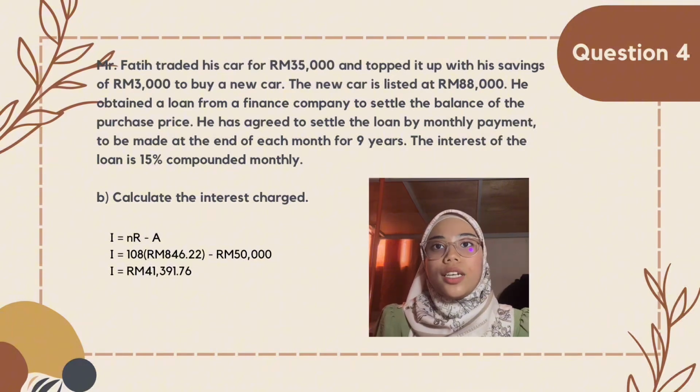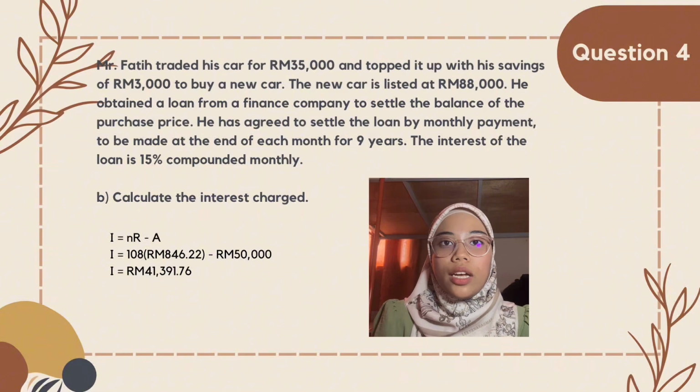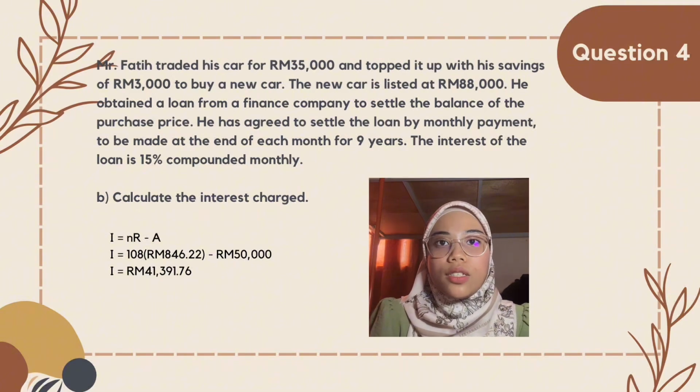Question 4b. Calculate the interest charge. The formula is I equals NR minus A. I equals 108 times 846 ringgit 22 sen minus 50,000 ringgit. I equals 41,000.